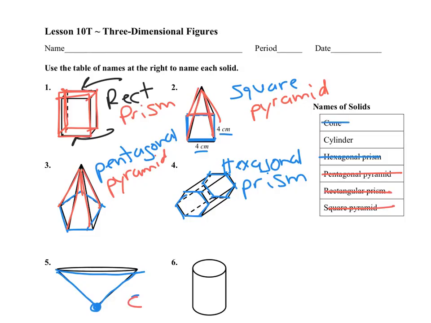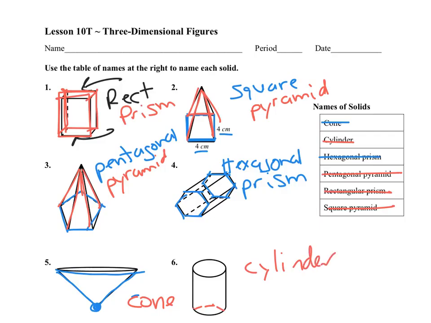Why is it a cone? Because it's got a circular base and a curved surface that meets at a common point, or a common apex. So this is a cone. And number 6, that is definitely a cylinder. Why is it a cylinder? Because both of its bases are circular, and it's got a curved surface around the two circular bases. So this would be a cylinder.